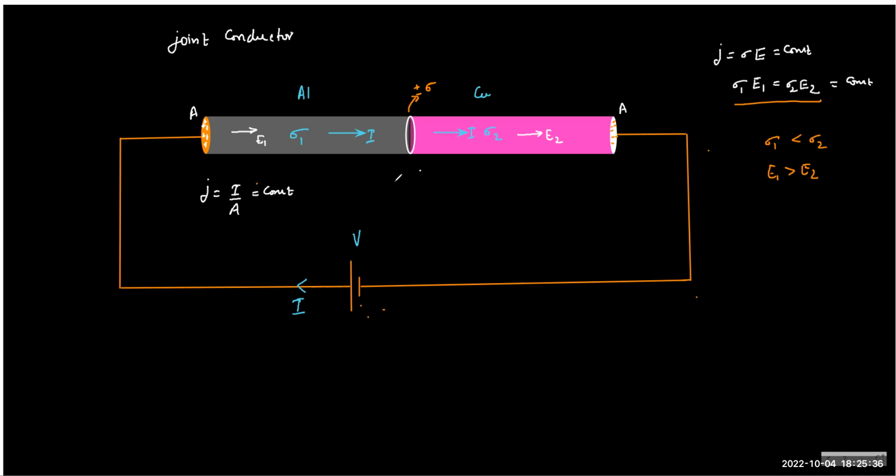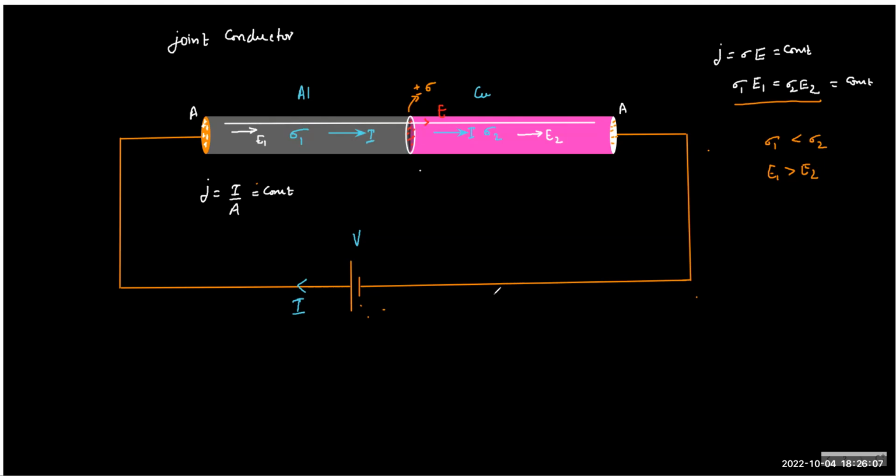There is only one field. The battery will create only a single field called E, technically. And this interface has to increase the value of the field on the left and decrease it on the right. So the interface will develop a negative charge.